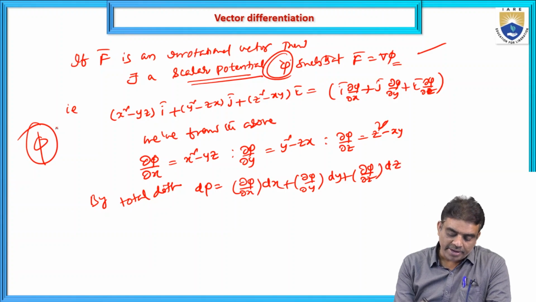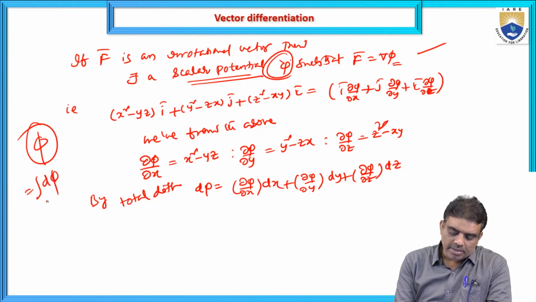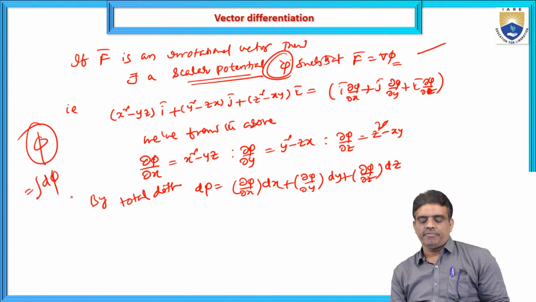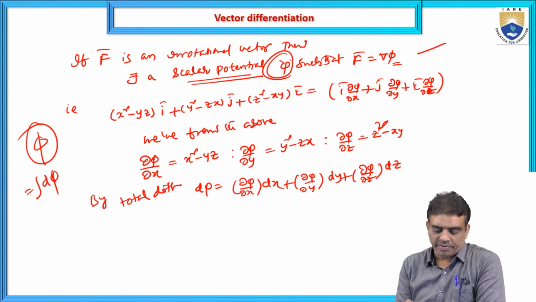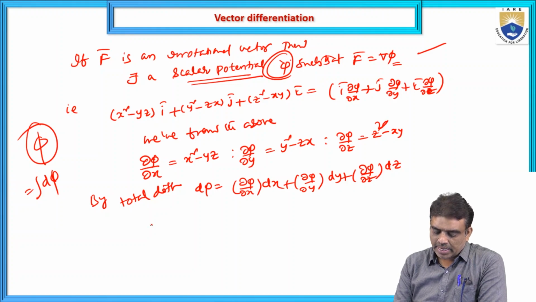Our aim is to find φ. φ means the integral of dφ. If you calculate dφ, then you can find φ by integrating dφ. So that is our aim. By the total differentiation formula, dφ is equal to this one.